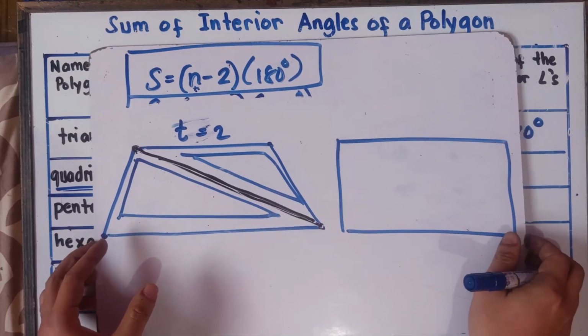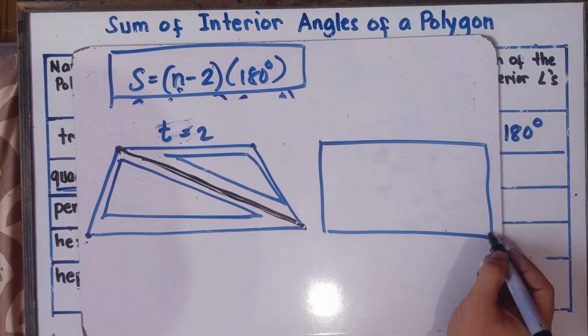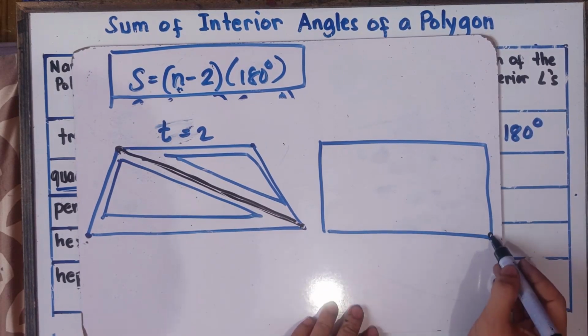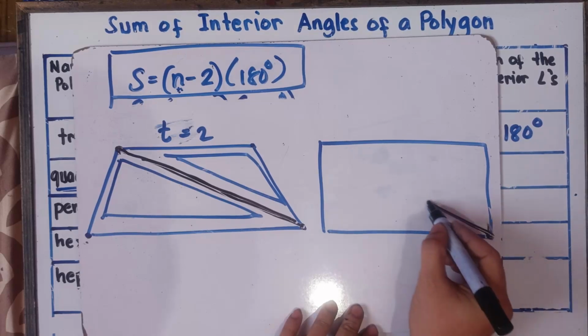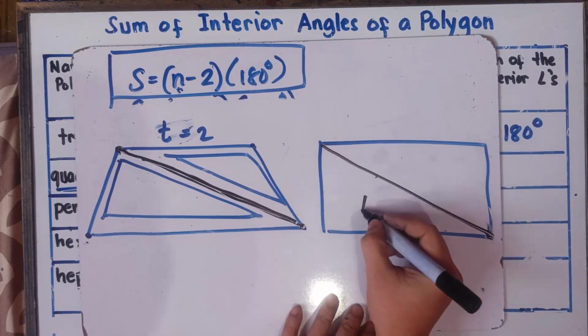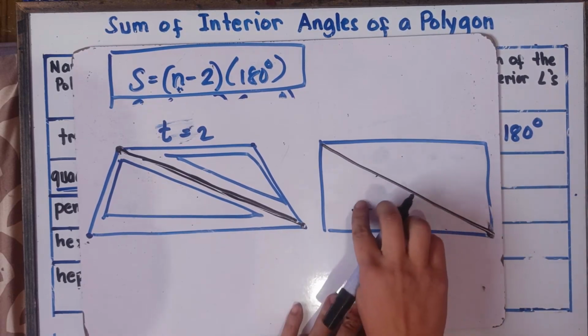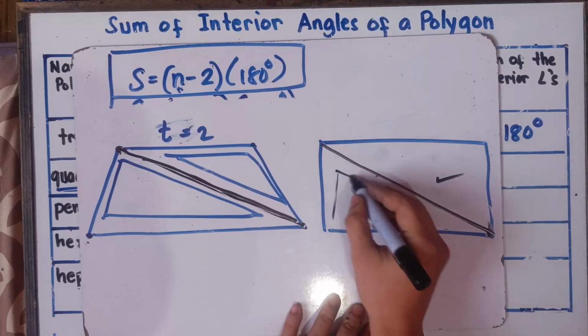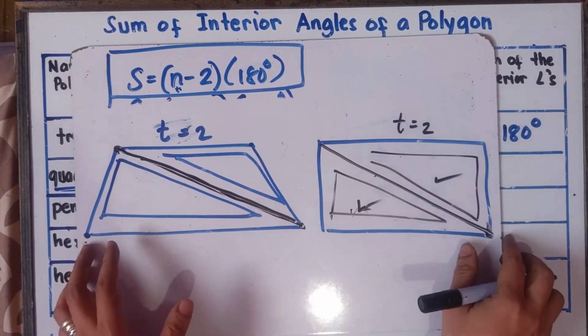How about this one, class? Using a rectangle. So how many triangles? If this is our vertex, as an example, is this a diagonal? Nope. How about this one? Nope. Next to each other, this one only, class. So how many triangles? 1 and then 2. So we have two triangles. This one and then this one. This one right here, class, and then this one. Alright, so T is equal to 2.